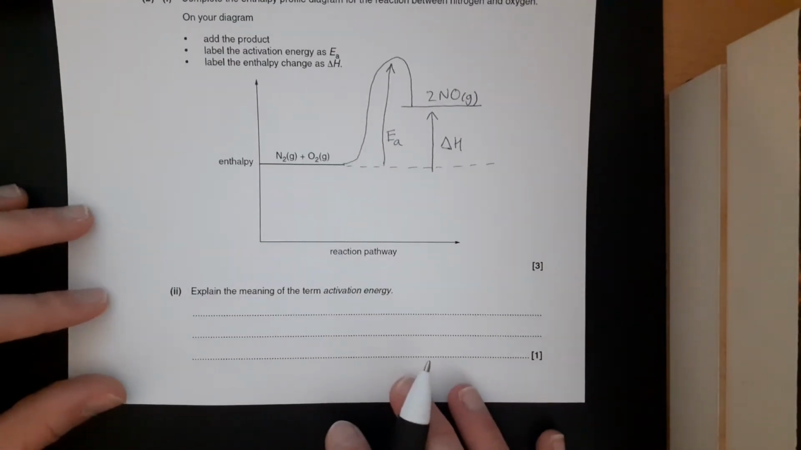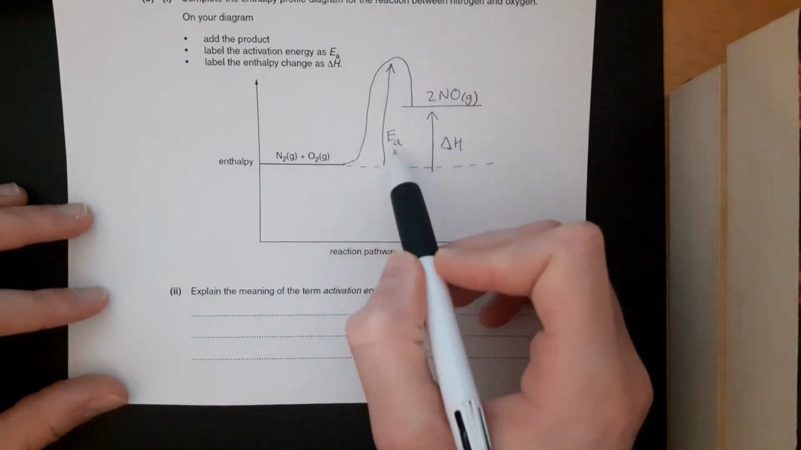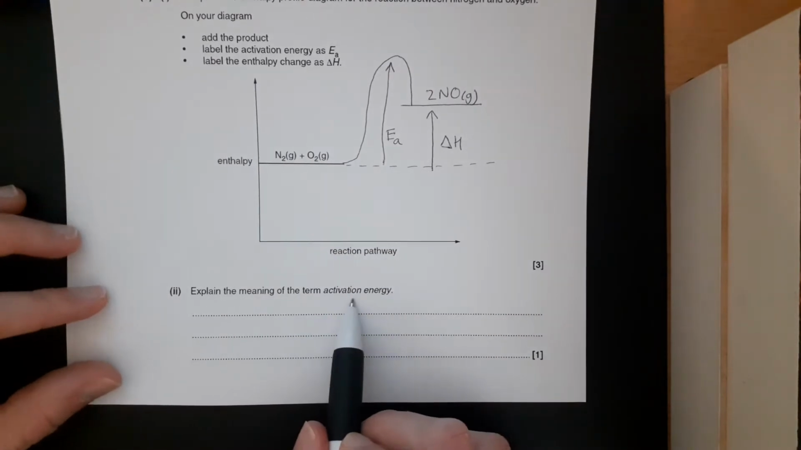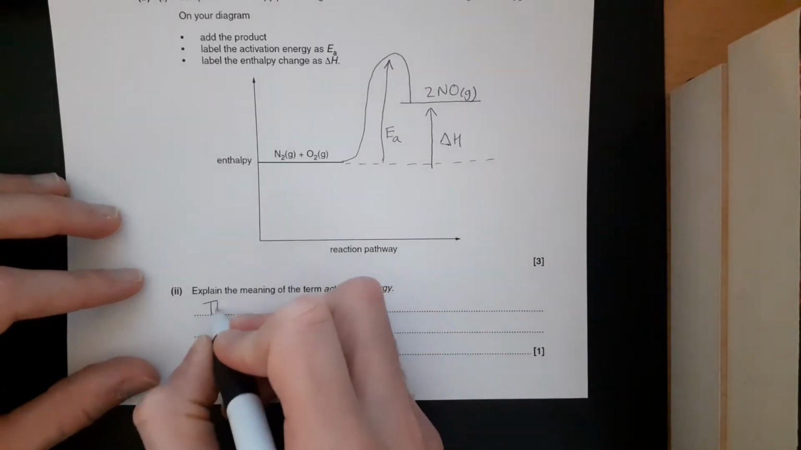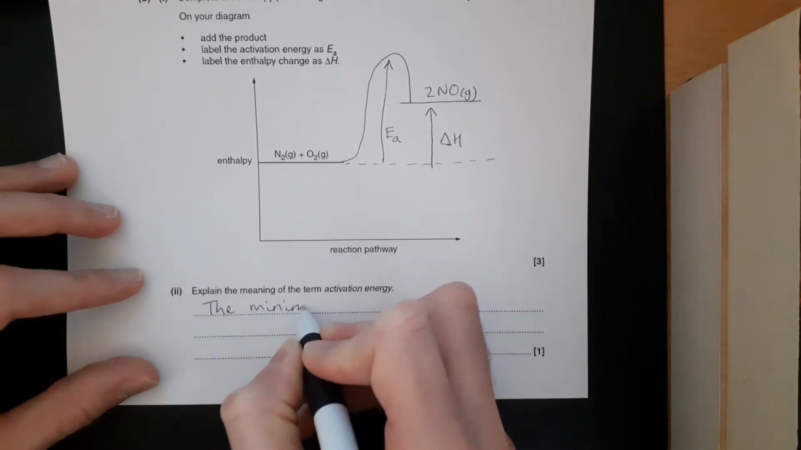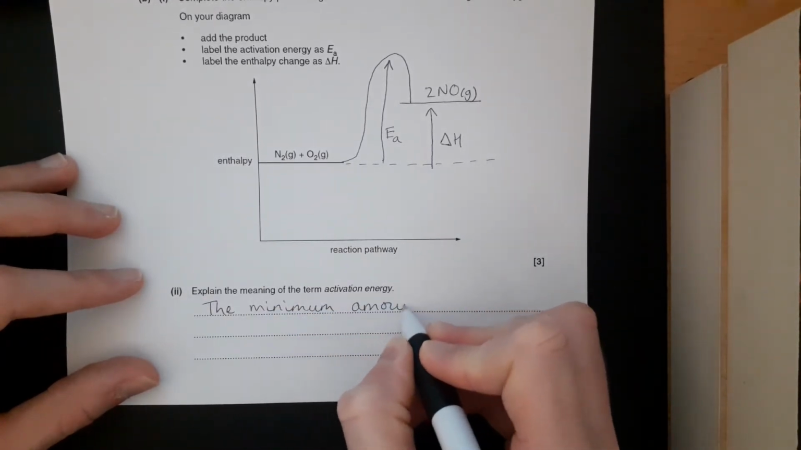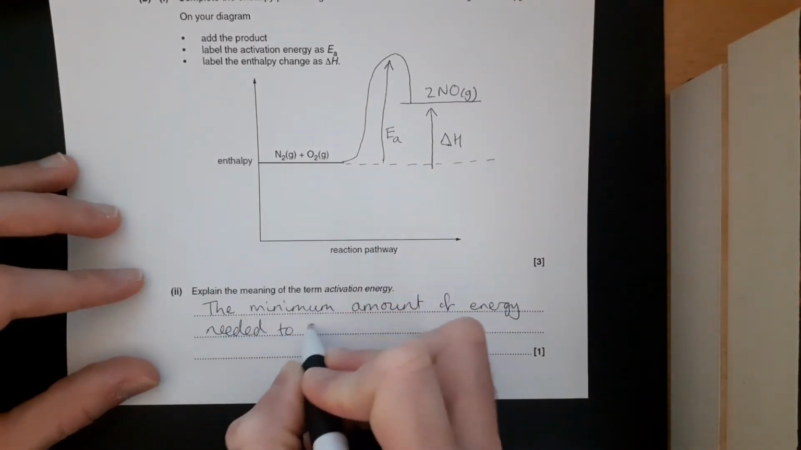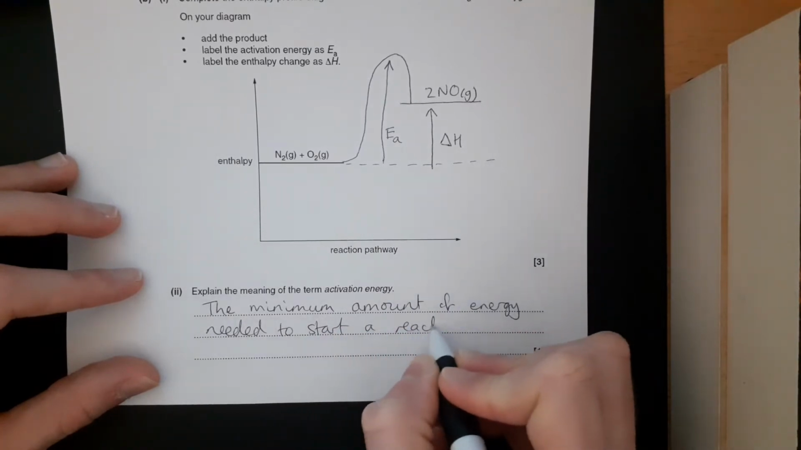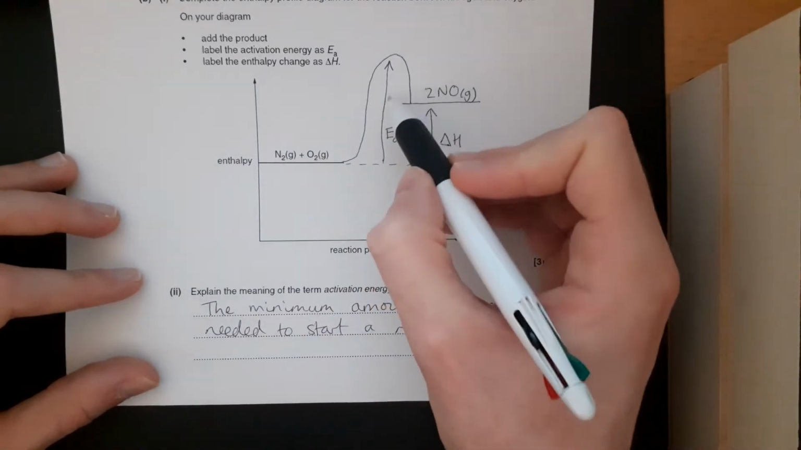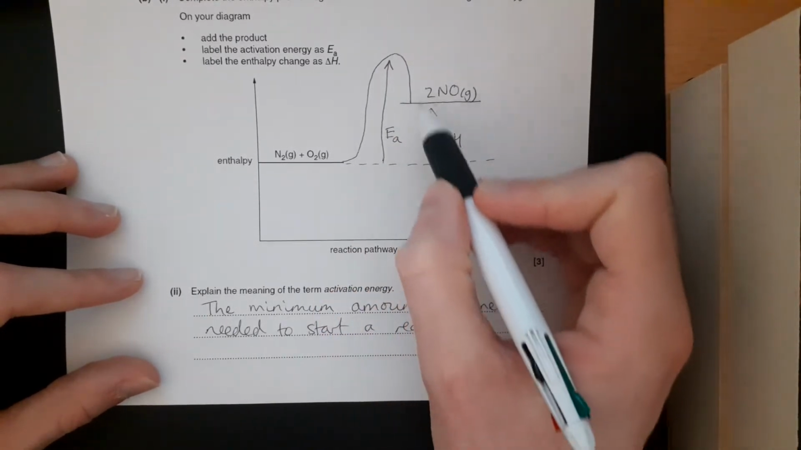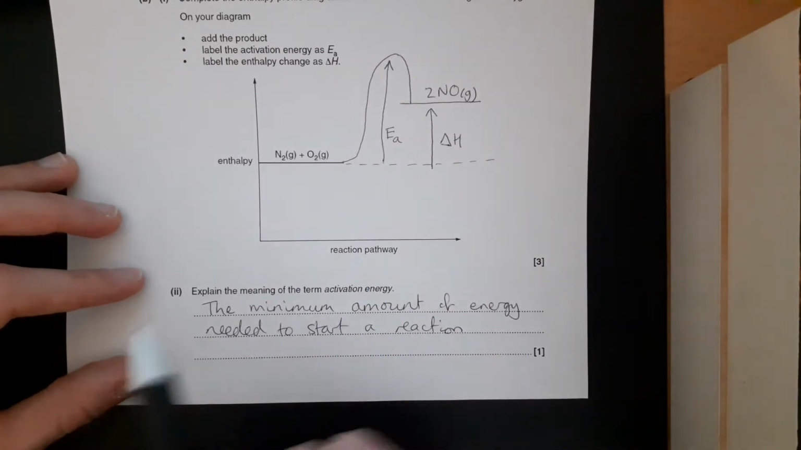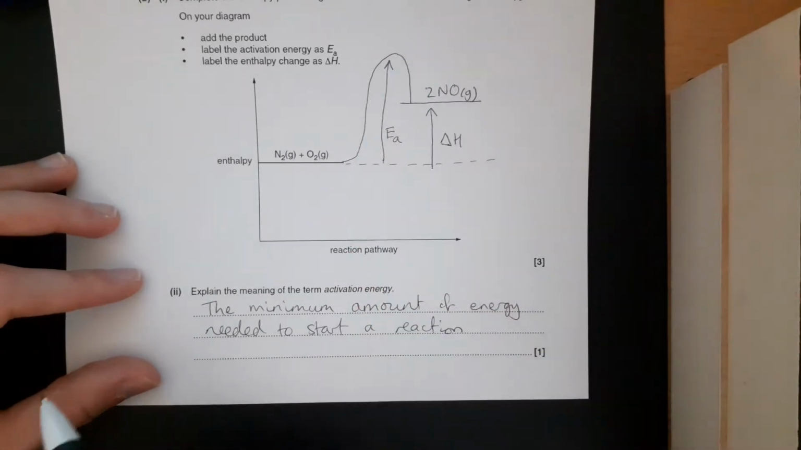And then the last bit here says, explain the meaning of the activation energy. So what actually is this thing here? We've got our enthalpy change there, but we've had to go up a bit more. Remember, the activation energy is the minimum amount of energy needed to start a reaction. So we have to give it a bit of extra energy. That's why we need to give it energy anyway, because it's an endothermic reaction, but we also need to give it a bit extra to get it started. And so the activation energy, you'd have to give it all of that energy to get it to go.